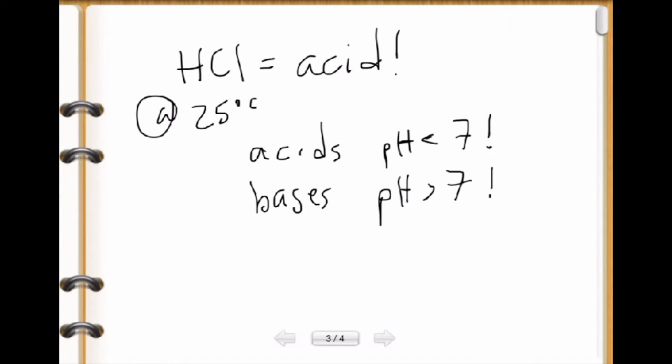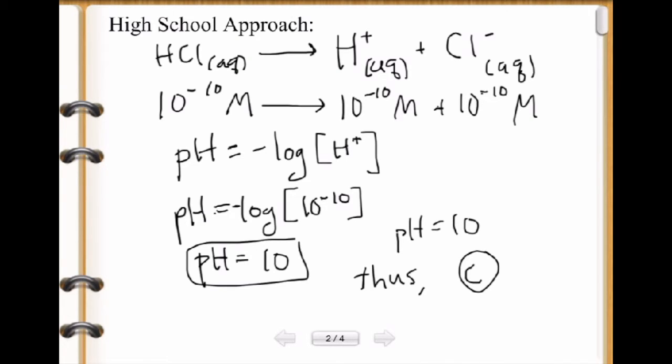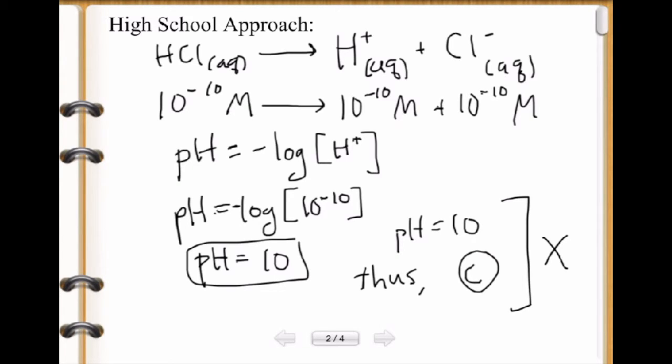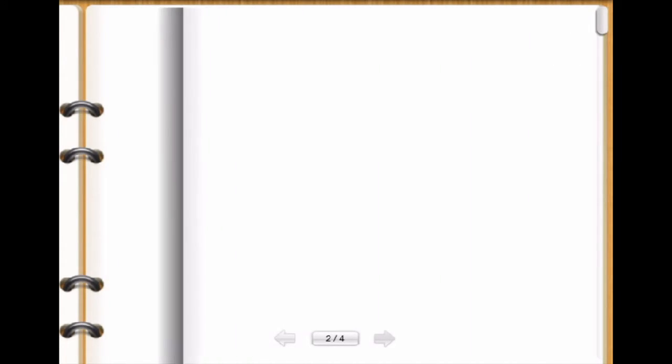If you were thinking conceptually, this answer makes no sense at all. Because how can an acid have a pH of 10? Conceptually, that makes no sense. Because conceptually, we usually are associating acids with a pH of less than 7 and bases with a pH greater than 7. So there's absolutely no reason why HCl, something that's very, very acidic, should have a pH that's 10. So there's something we're overlooking.